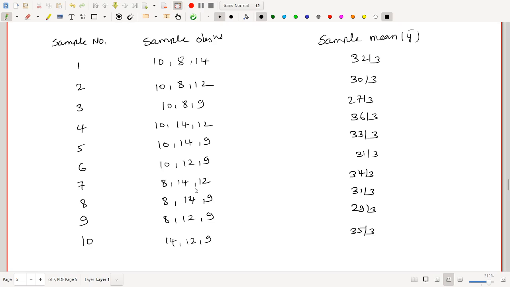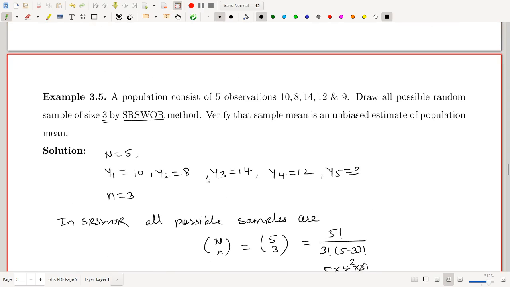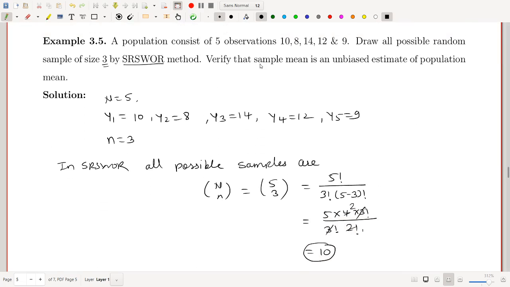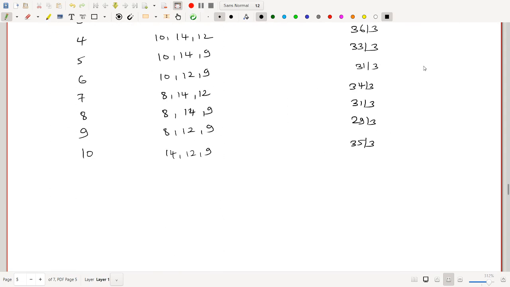So these are all possible samples. There are 10 possible samples. Means we want to take a sample of size 3, so this sample of size 3 may be any one of these 10 samples. In this example, we want to verify that the sample mean is an unbiased estimate of the population mean. Means actually we want to verify whether expected value of small y bar is equal to capital Y bar.